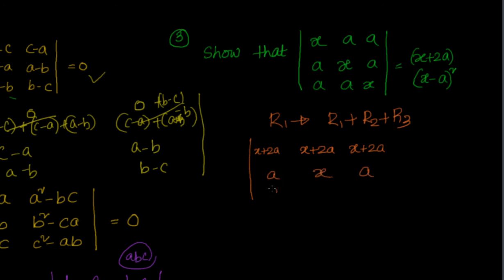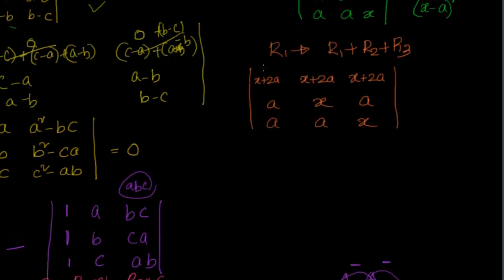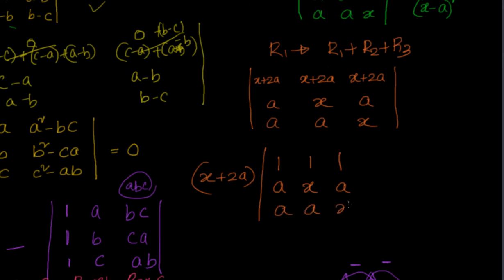A, x, a, x. Now can I take x plus 2a common? What is the advantage of doing that? By doing that I will be having ones. Now I can subtract one column from another so that I can get it easily. Now this is nothing but equal to, if I take x plus 2a out, I will have 1 1 1, a x, a x.